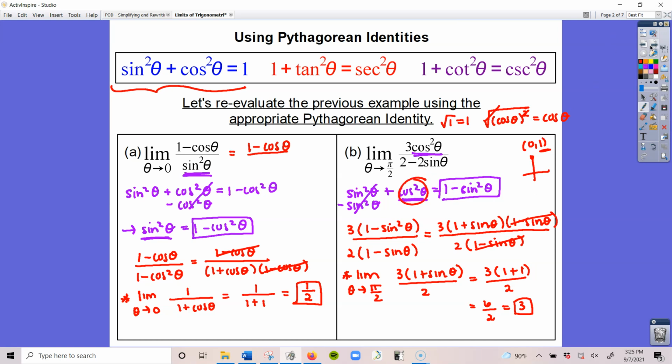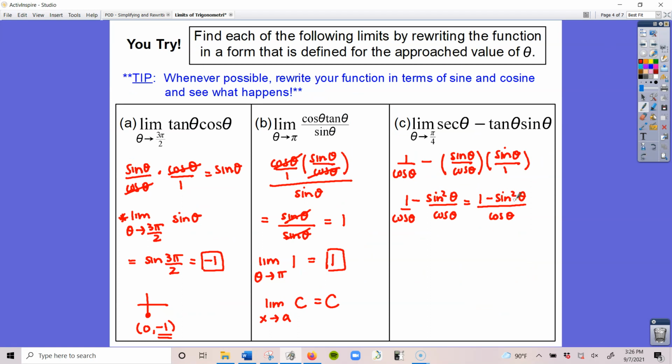So what I could do there is take this 1 minus sine squared and replace it with cosine squared over cosine theta. Now again, remember, cosine squared is the same thing as saying cosine theta times itself, all over cosine. This is going to cancel one of those cosines. So this is my new limit. The limit as theta approaches pi over 4, all that's left is cosine theta over 1, which is just cosine theta. And the cosine of pi over 4 is the square root of 2 over 2.